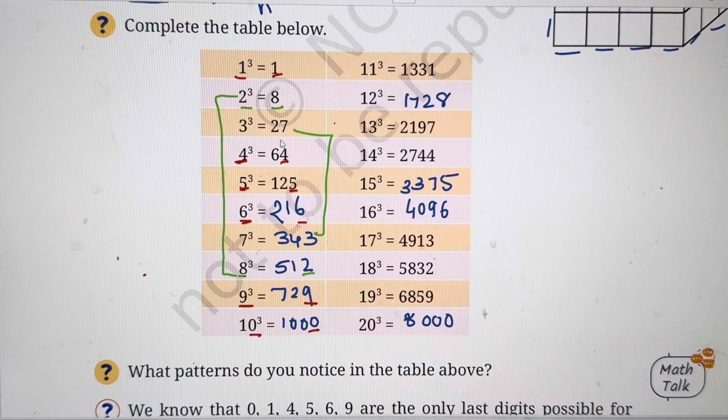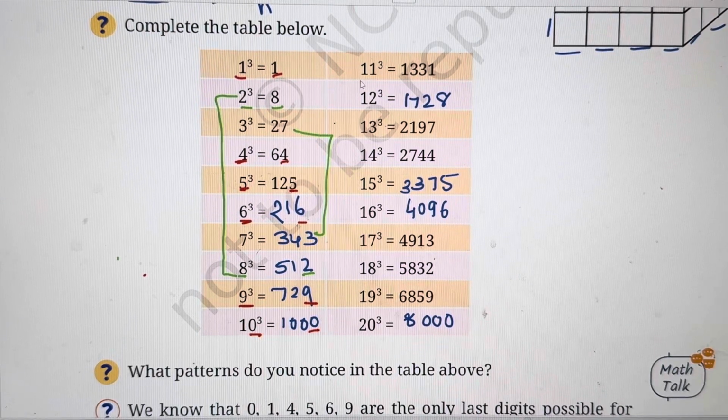Also see for 3 and 7. 3 cube is 27, 7 cube is 343. So if the number is 3, or its unit digit is 3, its cube will have the last digit as 7, and for 7 it would be 3, right? So this will help you in many ways if you remember this trick. Similarly, you can observe the same thing over here.